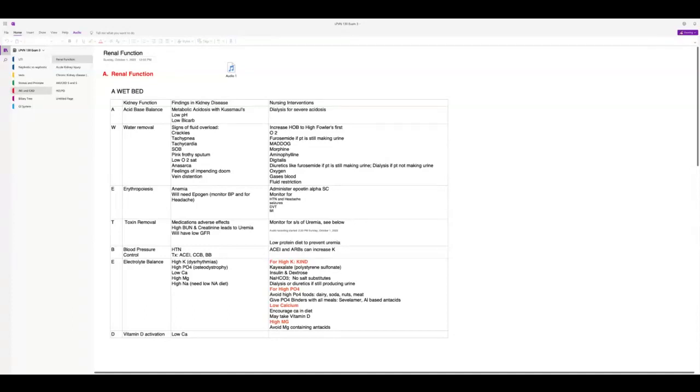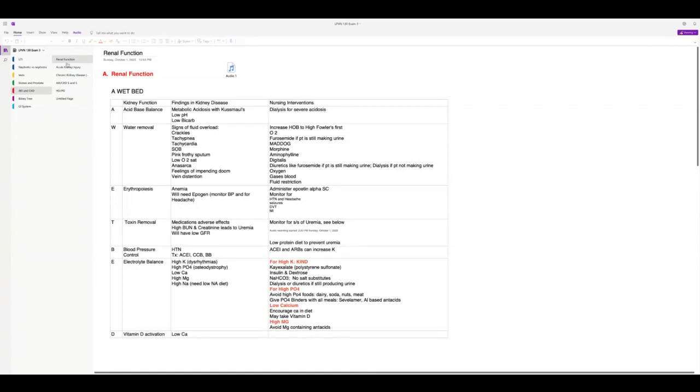T is for toxin removal. People with kidney disease are going to be more prone to adverse effects from medications. They have a high BUN and creatinine and can't remove it from the bloodstream, so that leads to uremia, and they're going to have a low GFR. So monitor for signs and symptoms of uremia. I'm going to go over that. They're going to need a low protein diet to prevent uremia and confusion.